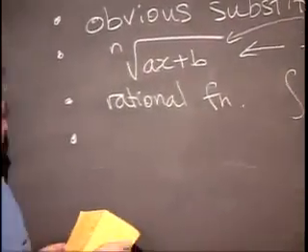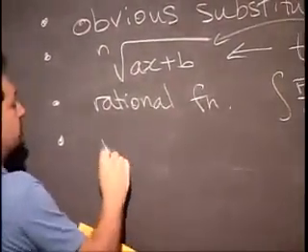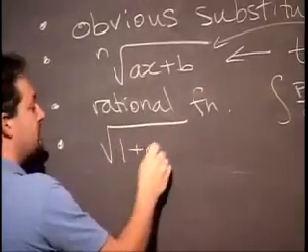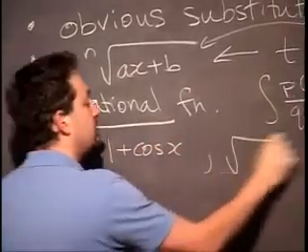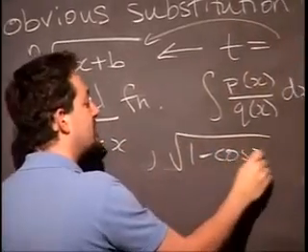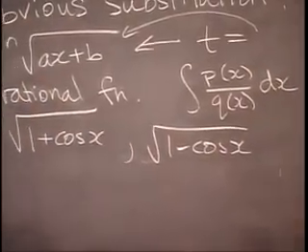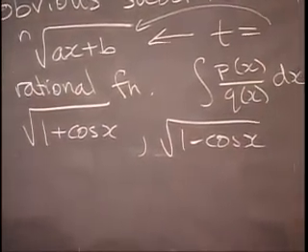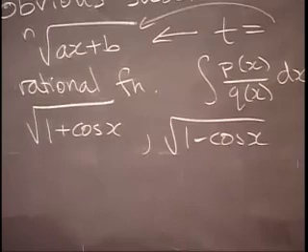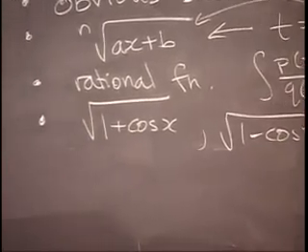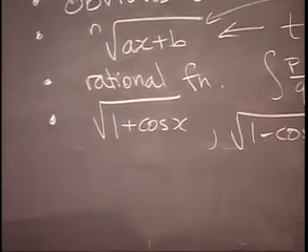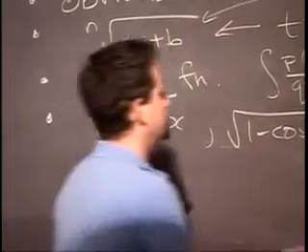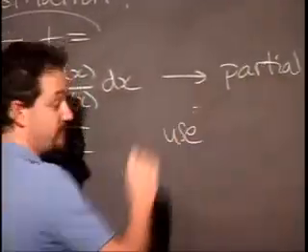Now, suppose your integral involves 1 plus cosine x or 1 minus cosine x in a square root. We did talk about this actually 2 weeks ago as well. It's not technically a substitution. Instead, you're going to use the double angle formula, which we've written up before.